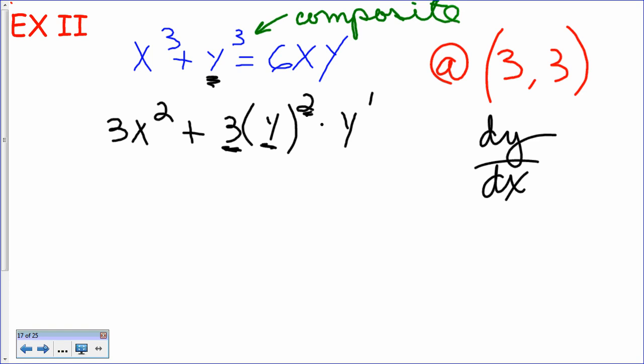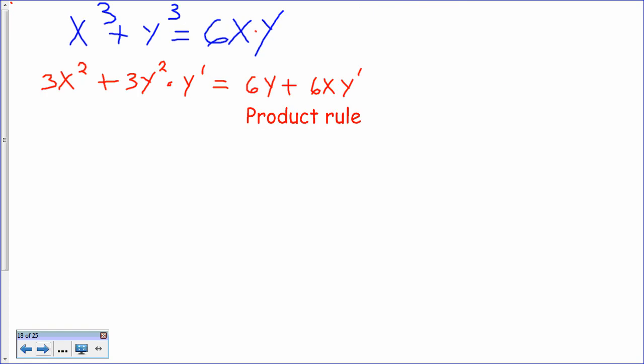Equals, and here's where it gets kind of fun too. This is a product. So the derivative of the first, I let 6x be the first. The derivative of the first, derivative of 6x, 6, times the second. The second is y. Plus the first, 6x, times the derivative of the second.